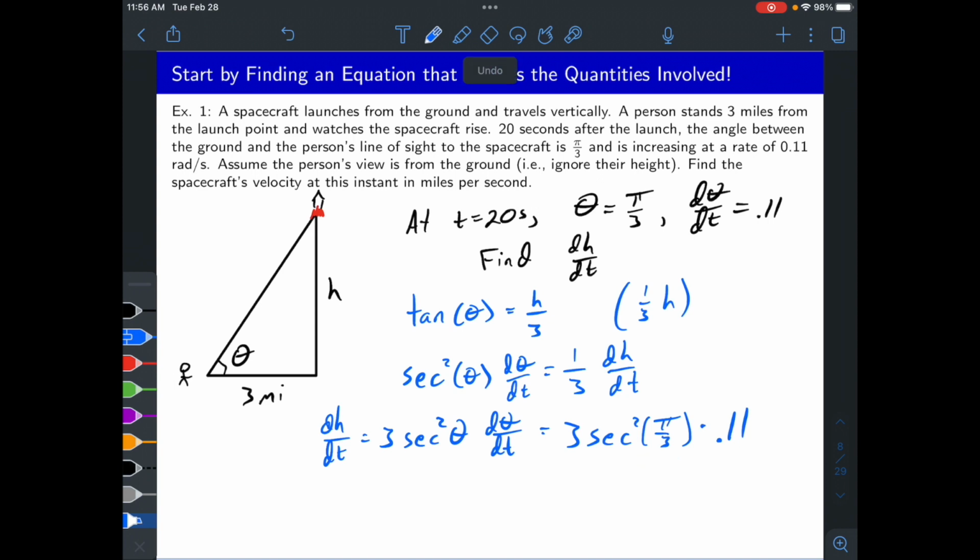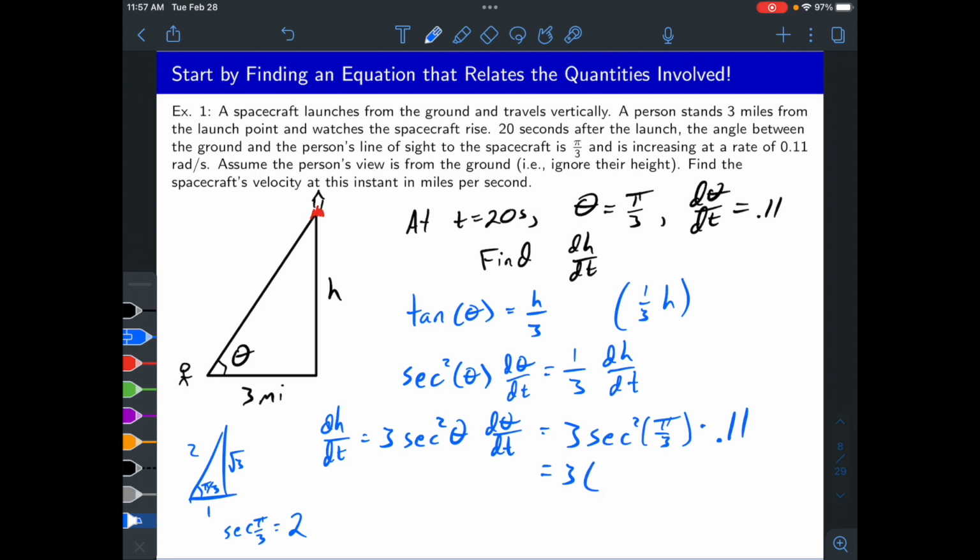And now we might as well go that extra mile and compute secant squared of pi thirds. So our pi thirds triangle looks like this. It's a 1, 2, square root of 3 triangle. And so secant of pi thirds is equal to, well, I always think of it as the reciprocal of cosine. Cosine is 1 over 2, so secant would be 2 over 1, or just 2. So secant of pi thirds is just 2.